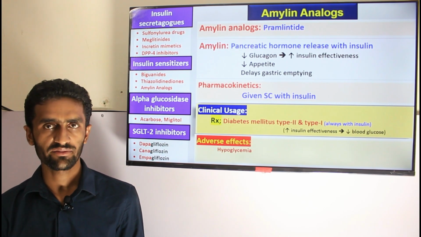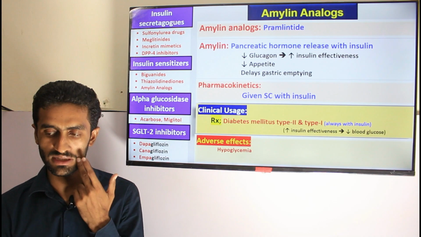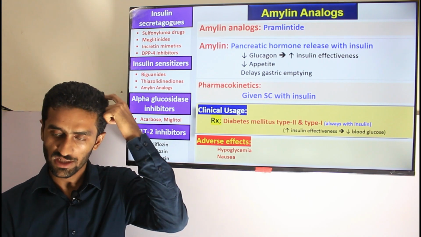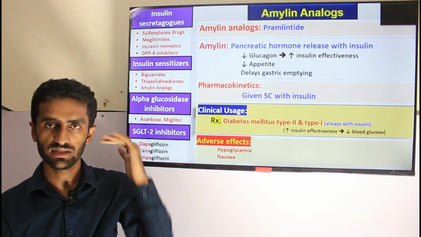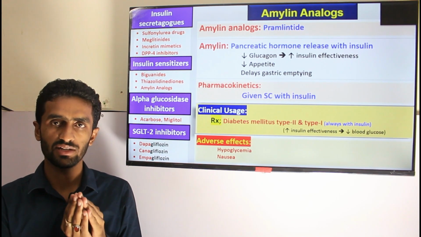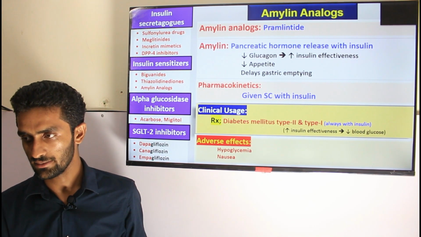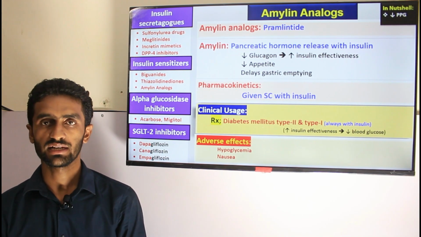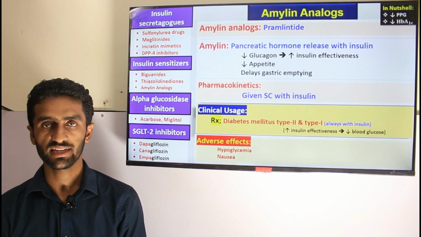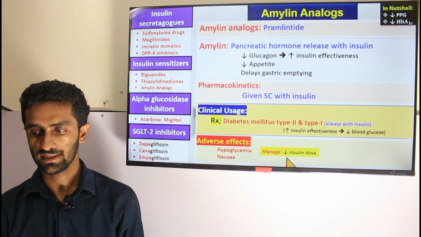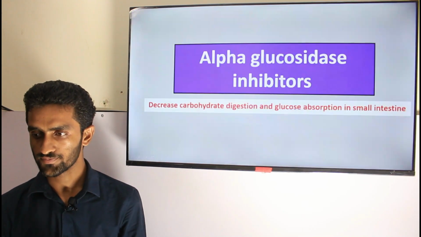And the adverse effects: one of the very important is hypoglycemia, and the other is nausea. Hypoglycemia can be managed: if there is hypoglycemia, you should decrease the insulin dose, so there will be no adverse effect of hypoglycemia. In a nutshell, they are decreasing the postprandial glucose and decreasing the HbA1c. So here you can manage it by decreasing the insulin dose.